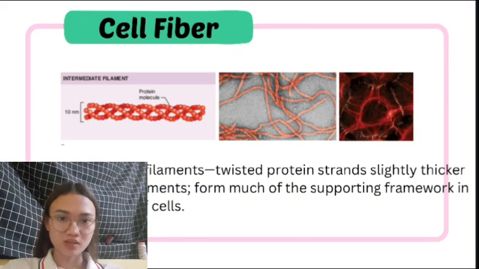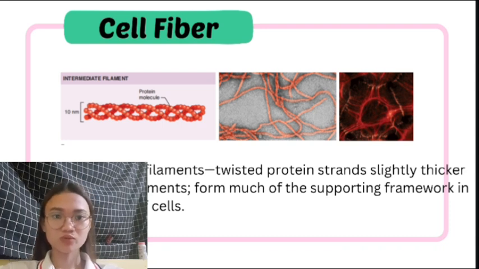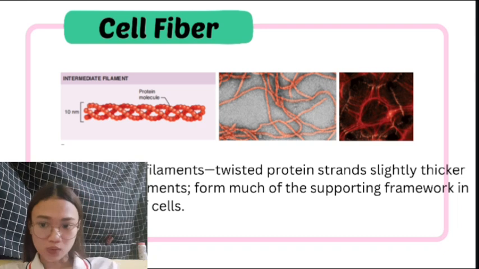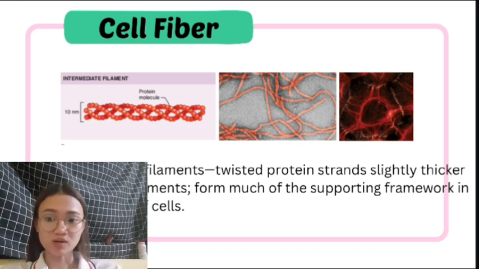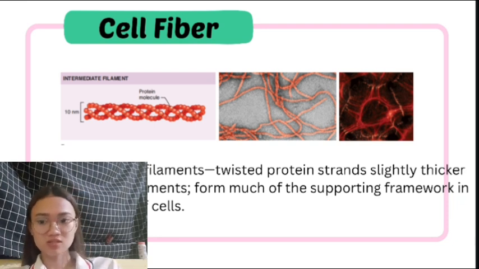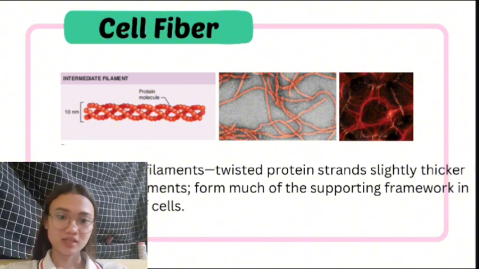Next, the intermediate filaments. Twisted protein strands, slightly thicker than microfilaments, form the supporting framework in many cell types. So, ang intermediate filaments ay medyo mas makapal kumpara sa microfilament. So, binubuo rin siya ng twisted protein strand. Ang mga intermediate filaments ay nagsisilbing tendons at ligaments ng ating cell.